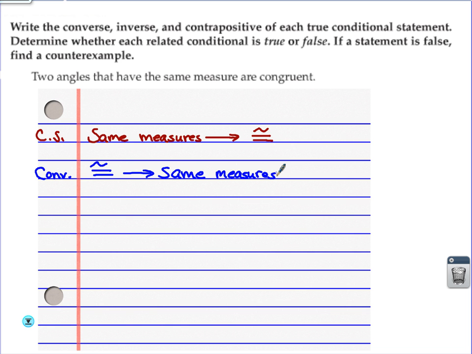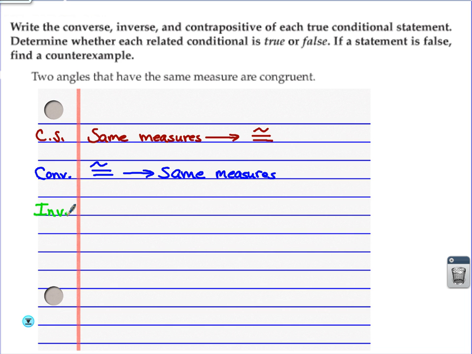And my question for y'all, can you come up with a counterexample to that? Is that always true? If two angles are congruent, think about two congruent angles. Picture those angles. Try to picture all of them. Will they always have the same measures? Yes. Okay. So here my converse is true. Does it have to be true? Not always, but here it is.